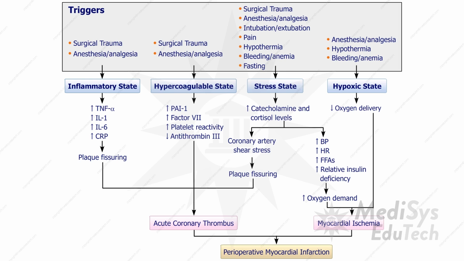Then hypothermia, if there is bleeding, fasting, all these are stress states, which will increase the levels of catecholamines and cortisol. So they produce stress on the coronary arteries. So again plaque fissuring, acute coronary thrombosis and perioperative MI. In addition to this, they also produce an increase in the heart rate, blood pressure, then relative insulin deficiency, increased free fatty acid metabolism, increased oxygen demand, that is perfusion and demand mismatch occurs, again myocardial ischemia and perioperative myocardial infarction.